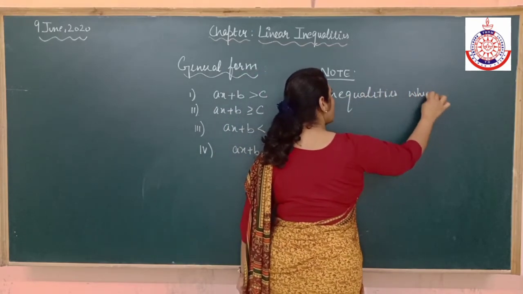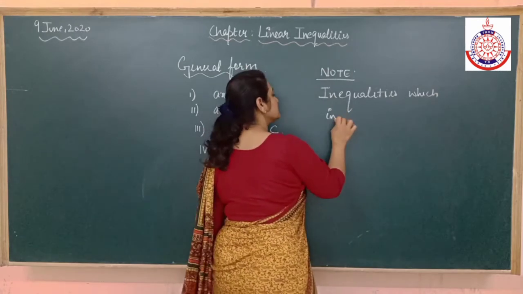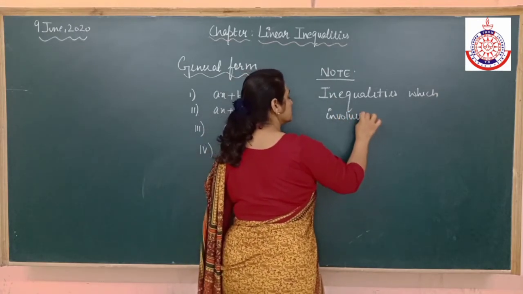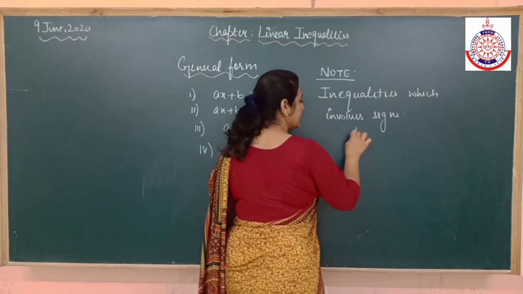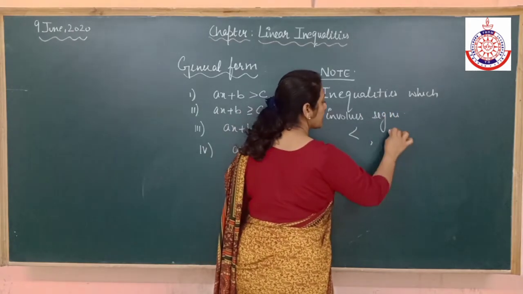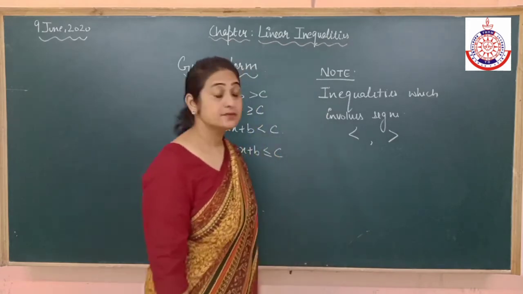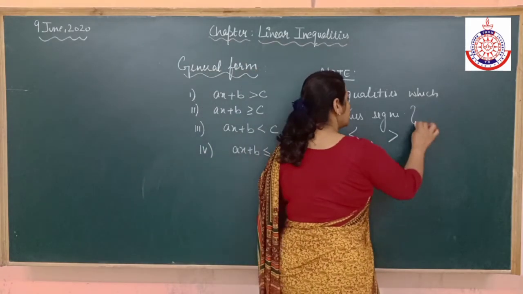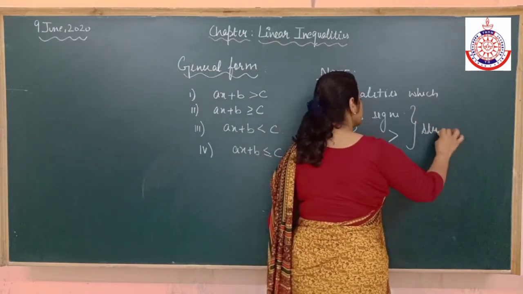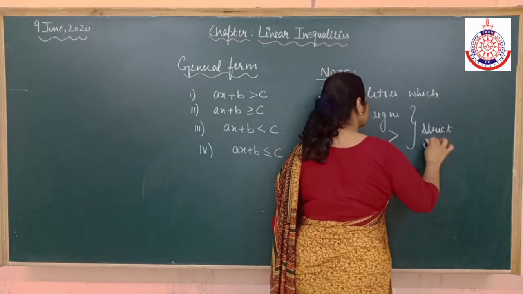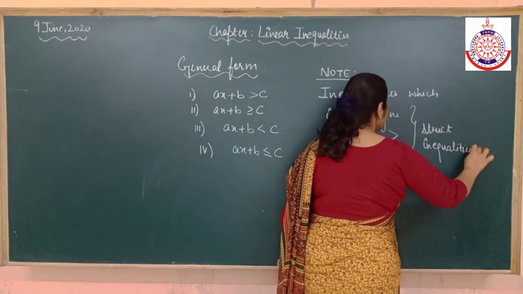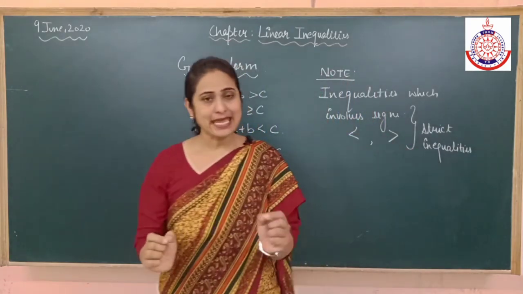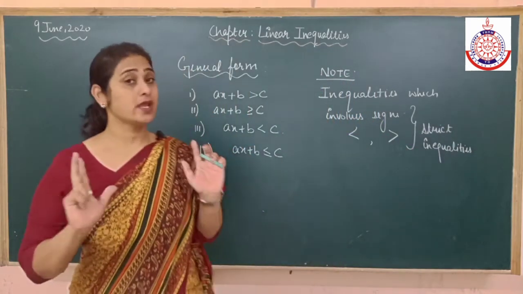Alright children, now one more thing. The inequalities which involve the signs less than or greater than are called strict inequalities. Strict means only less than or only greater than, not equal.